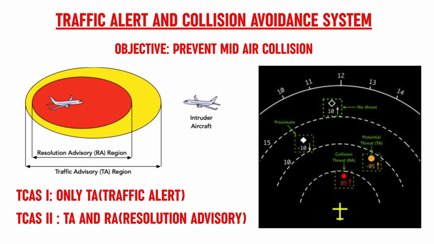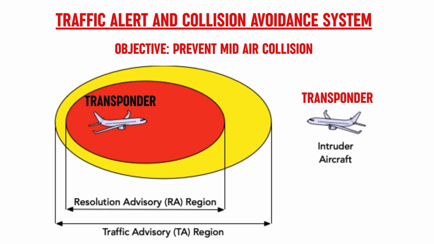It gives climb and descent commands to the pilot to prevent a collision. For TCAS to work, both the mother aircraft as well as the intruder must be equipped with a serviceable transponder on board. So TCAS is an extension of the transponder. That is why the TCAS panel in the cockpit is also the same as the transponder panel.